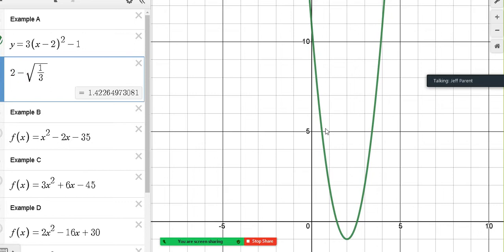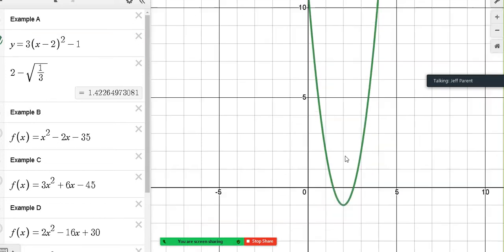And let's just double check both of these. Oh, down here. That's looking better. So about 1.423, perfect, and 2.577. Nice. So those are your x and y intercepts.